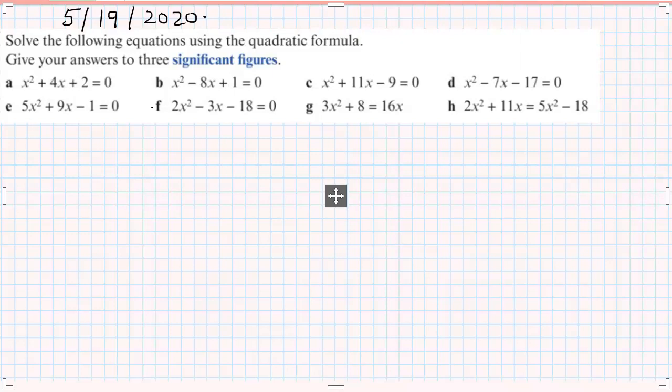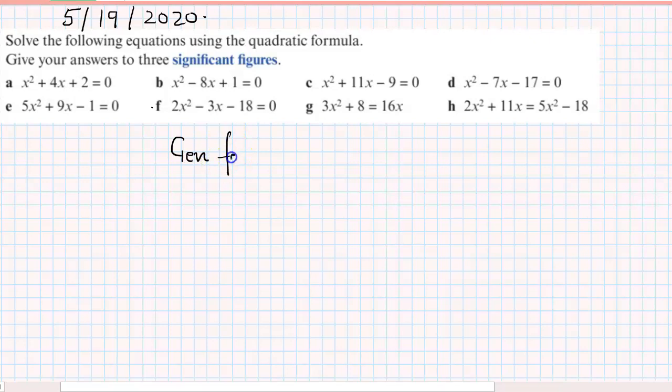Hello, today we are going to solve the question based on the quadratic formula. Quadratic formula is used for the quadratic equation. The general form of quadratic equation is ax square plus bx plus c is equal to 0, where a is a non-zero coefficient of x square, b is a coefficient of x, and c is a constant number.